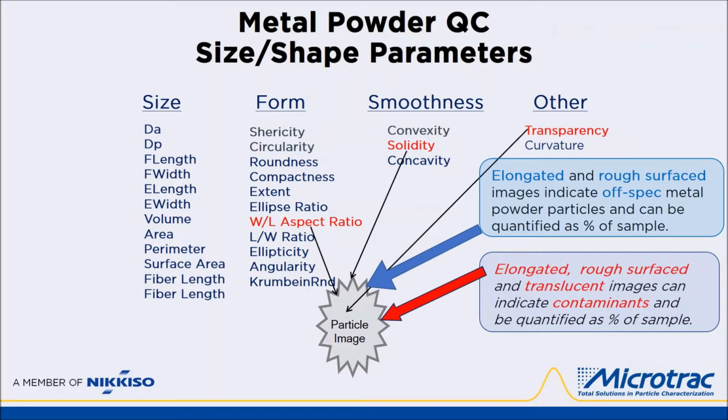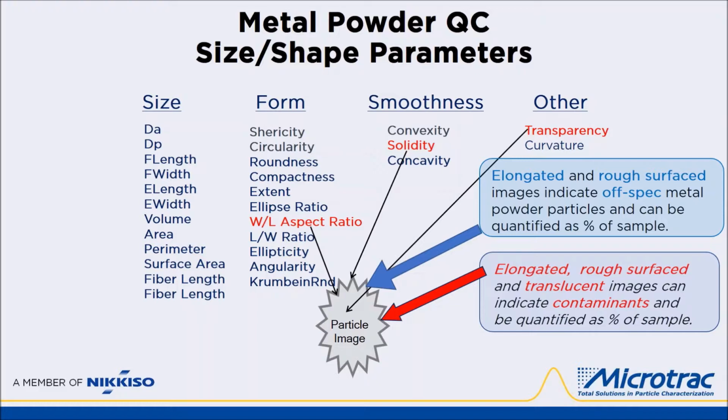Here, the shapes that can indicate problems with a metal powder sample are shown in red: width over length aspect ratio, a form factor; solidity, a smoothness factor; and transparency, the intensity of light coming through the particle. The gray outline of a particle image will be used as an example of parameters which can indicate contaminants or off-spec particles in a metal powder sample. Elongated or rough surfaced images can be used to quantify off-spec powder.